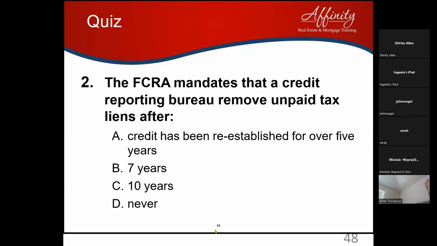I have a couple of people that know that's never. They're not paid. So read the question, because there's one that says, when can they remove paid tax liens? And when can they remove unpaid tax liens? If you're nervous and you're in there trying to take the test, you could miss a word. So take your time and look at it and say, are they asking me about the paid tax liens? Then that's after 7 years. Are they asking me about the unpaid tax liens? At this point, the answer is never.